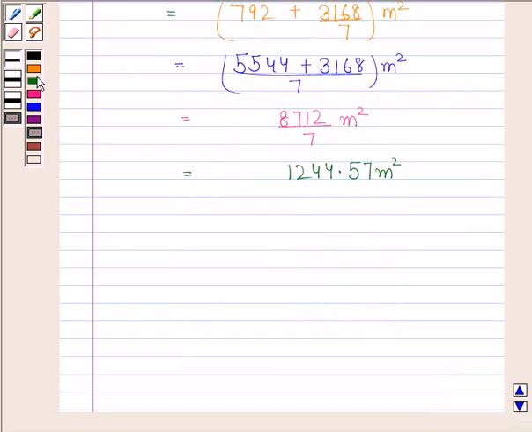Hence, the required total surface area is 1244.57 meters square. This is our required answer.